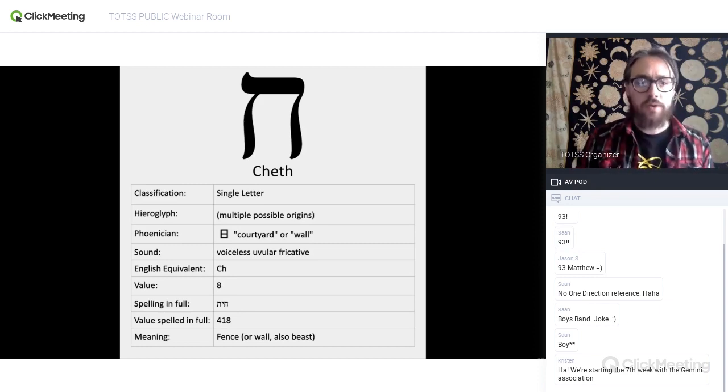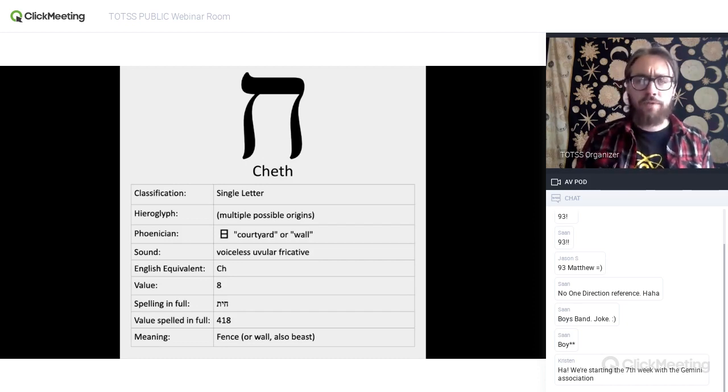All right, so Cheth is another single letter. You might also confuse it with Tav, though Tav is really sort of easy to remember because it has that big sort of swollen looking foot on the left-hand side. But we will get to that at the end. All right, so another single letter. So again, we know that it's going to correspond with one of the signs of the zodiac.